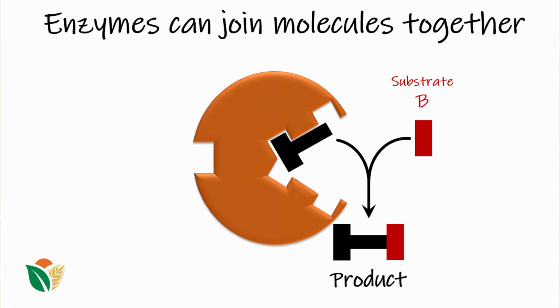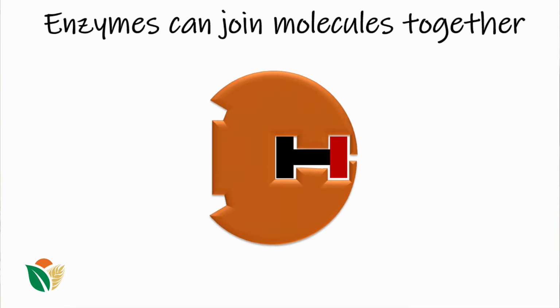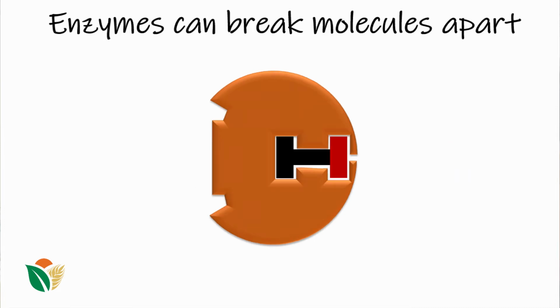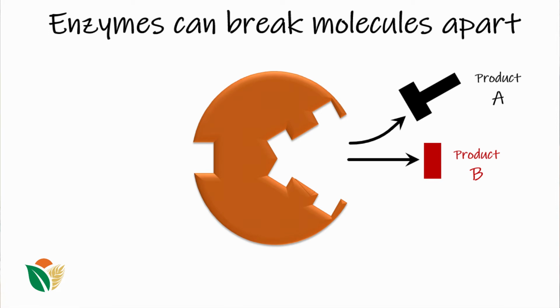Obviously enzymes, in addition to making molecules, can also break them down. So in this case we see that the enzyme binds the substrate, catalyzes it and then releases two products, product A and product B. So it's quite the reverse of what we've just seen.